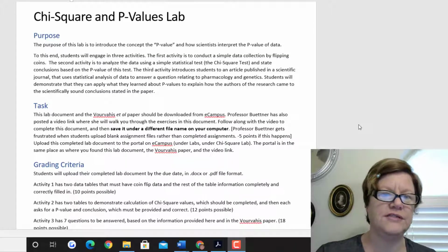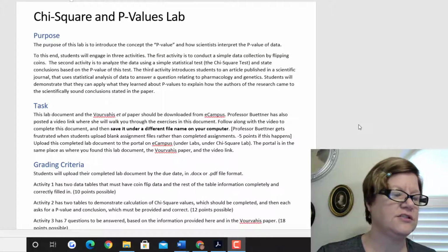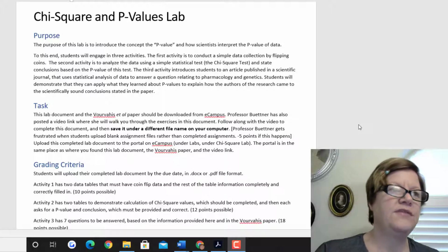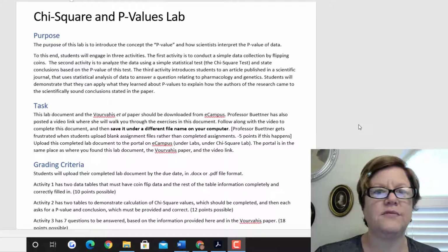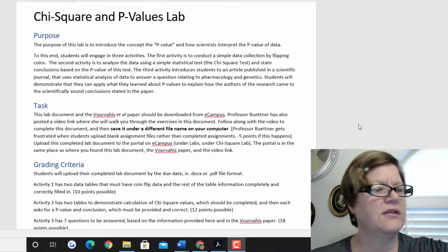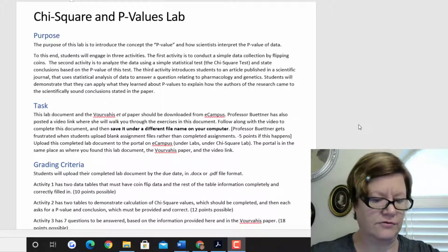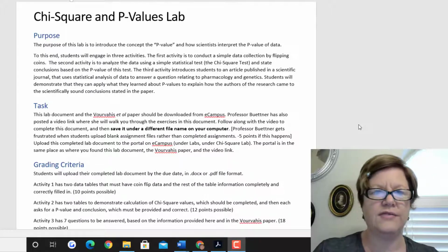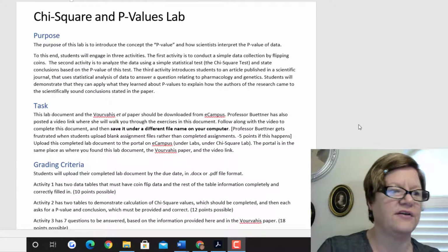All right, so we're going to do 3 activities. The first 2 is a little data collection and a little data analysis. It's just a simple data collection and data analysis. And the point of that is to demonstrate the concept of what we call the p-value. And then the third activity, you're going to look at a research paper that I found, it's pretty recent, that uses p-values, and you're going to be able to see how they made their conclusions from the p-values.